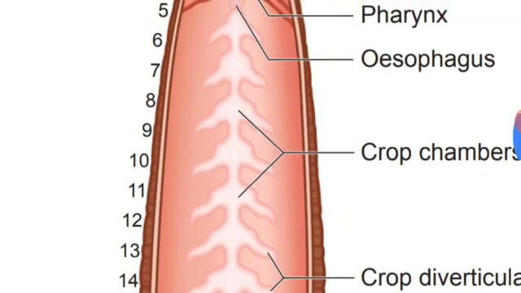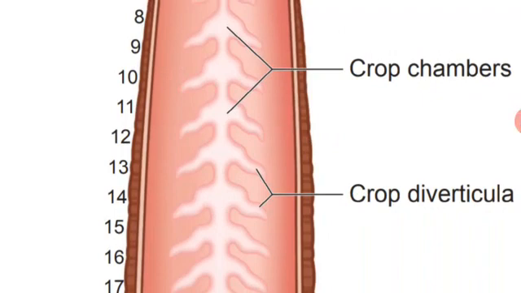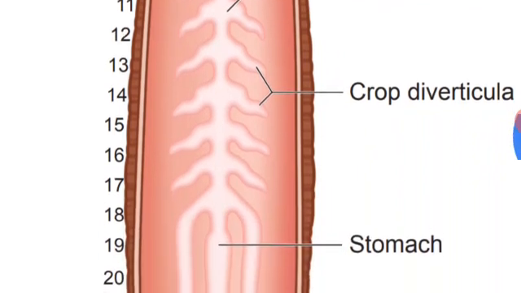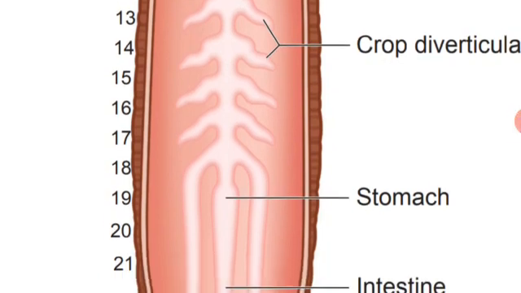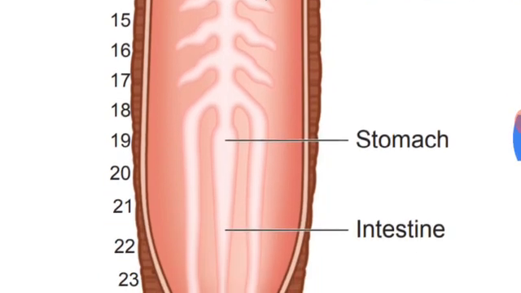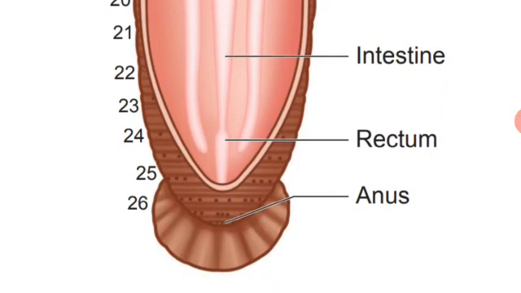So the crop has a lateral portion, a protrusion on its lateral side, that is called the crop diverticula or crop ceca. Then the last chamber of the crop opens into the stomach, and the stomach opens into a narrow straight tube called the intestine. The intestine opens into the rectum, and the rectum opens out through the anus.